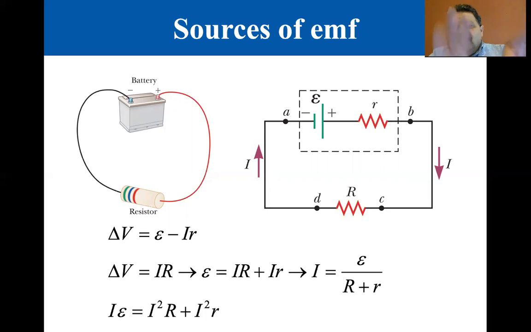Now, after saying all that, for the remainder of the book, we're not going to work with it. I think I may assign one problem with the internal resistance. Most of the time, we're going to assume that the external resistor is much, much greater than the internal resistor, and so it can be ignored. But you need to be aware that, yes, every source of EMF has some internal resistance.